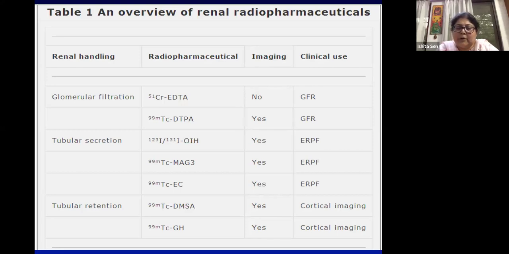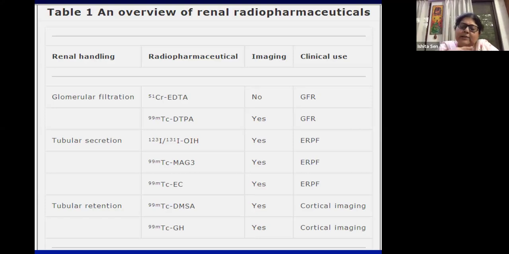So it's important to remember that no decision can be taken just on the basis of one number. Many students and many doctors ask me, what is your cutoff? How much function do you see on DTPA before you say that this is a non-salvageable kidney? As a rule of thumb, in adults less than 20%, or 15 to 20%, and in children less than 10% is considered to be non-salvageable.